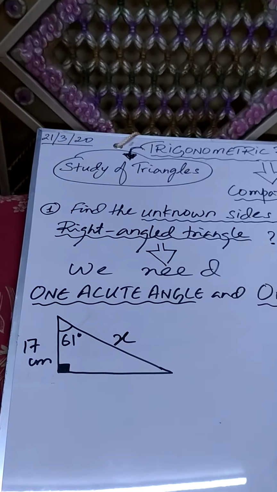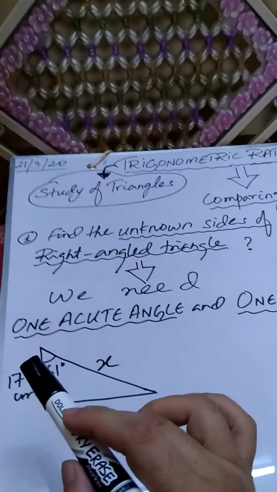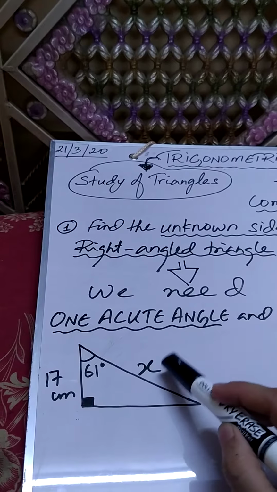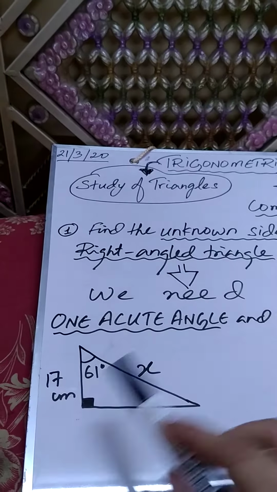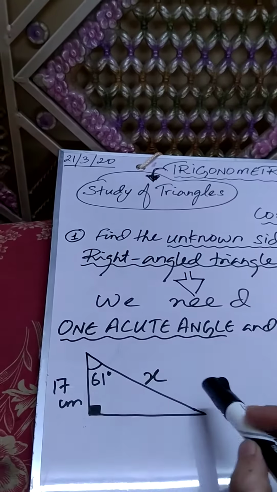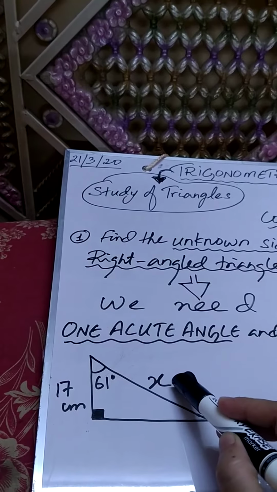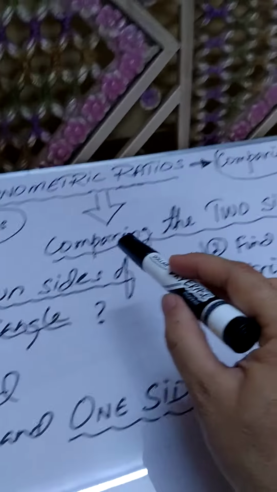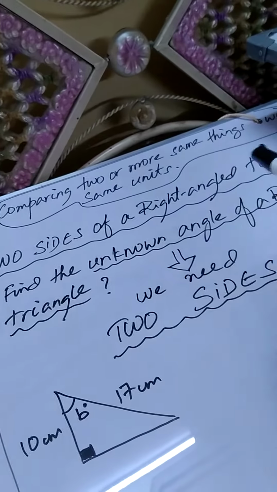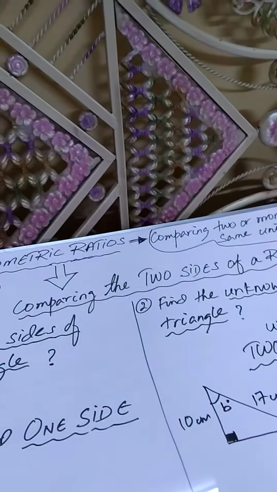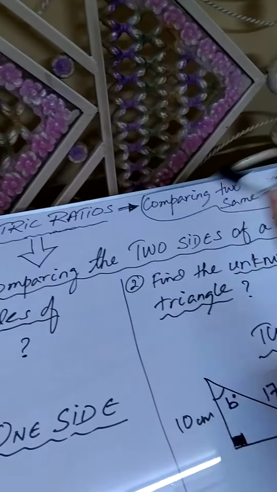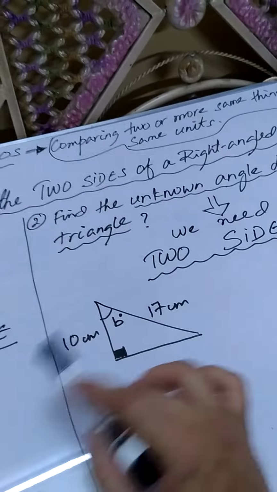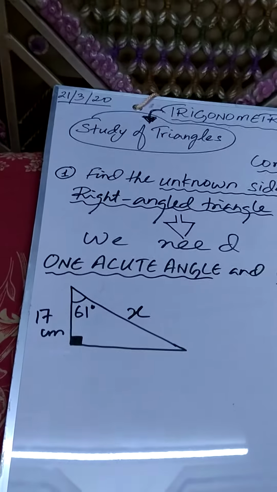So here one angle and one side is given. So how can we compare it? So guys, we compare the given side and the side which we have to find, the required side. So we will definitely compare the two sides. Which two sides? जो side हमें find करनी है और जो side given है. Because मैं कब से कह रहा हूँ trigonometric ratio means comparing the two sides of a right angle triangle. So we will find the unknown side by comparing the two sides of a right angle triangle. We will find the unknown angle by comparing the two sides of a right angle triangle. So every time we will compare the two sides.